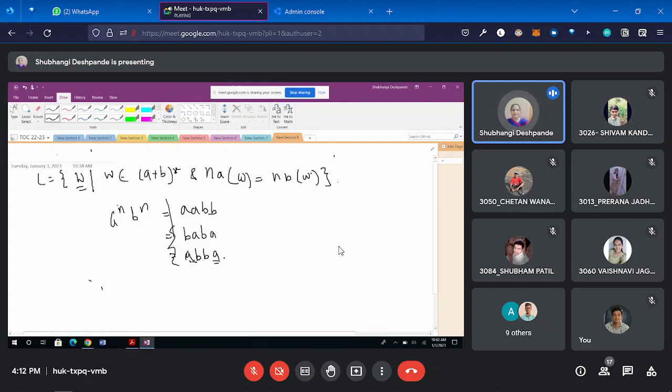for example, the same problem is there. So that will be having the same, W belongs to (A plus B) whole star. Here NA(W) is greater than, sorry, equal to, greater than NB(W). The number of A's are greater. Or the number of A's are smaller, or the number of B's are greater. There are some such different conditions. So this way you have to construct the PDA. This is one problem.